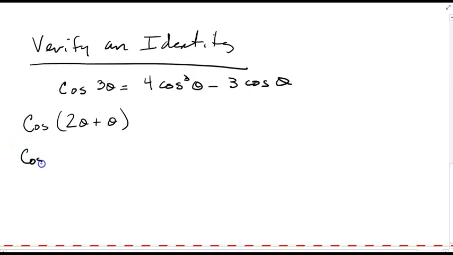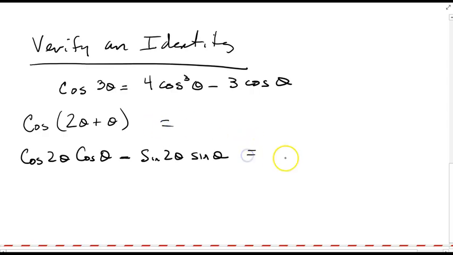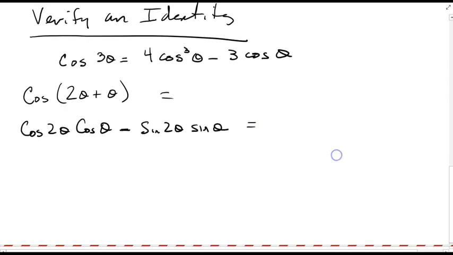So we have cosine 2 theta times cosine theta. Remember, cosine keeps them kind of together. Then you subtract, because it's a cosine, sine 2 theta, sine theta. All right, well, that's nowhere near what we have on the right-hand side. So we're going to keep working down this left-hand side. Now, here's the good thing. We have formulas for cosine 2 theta.